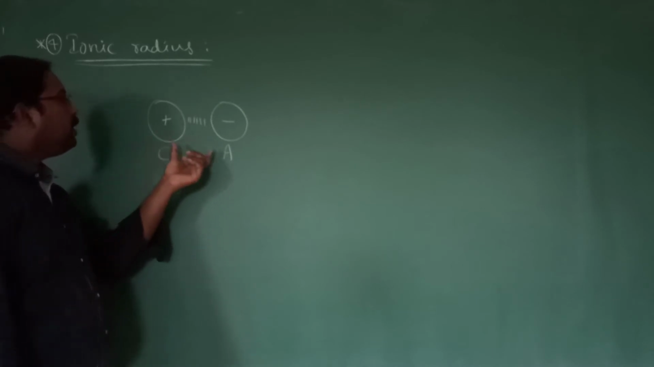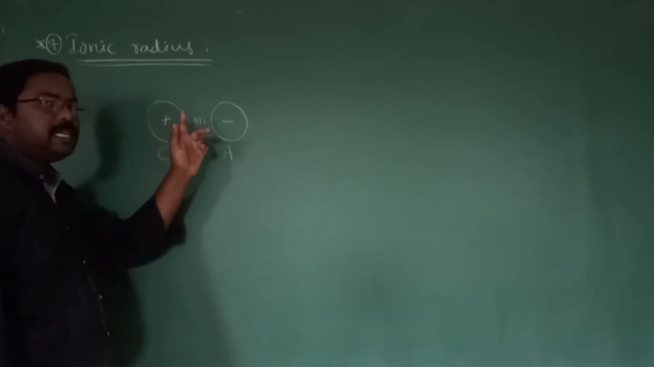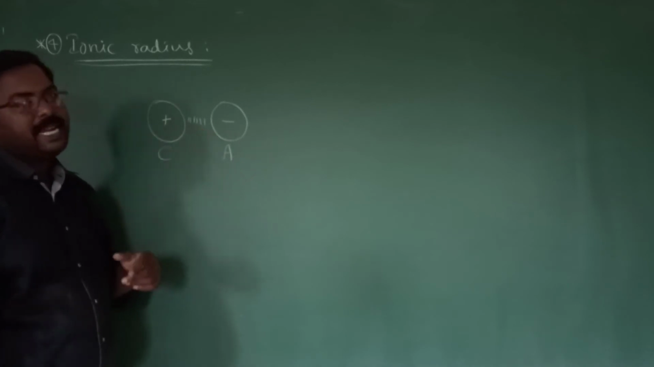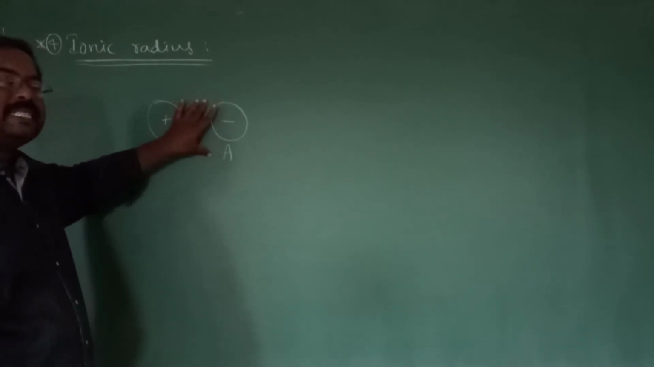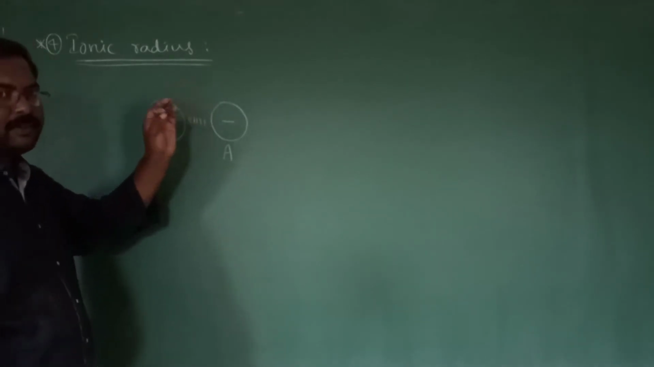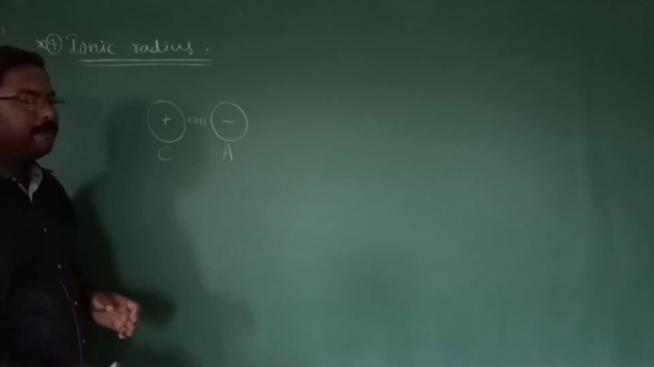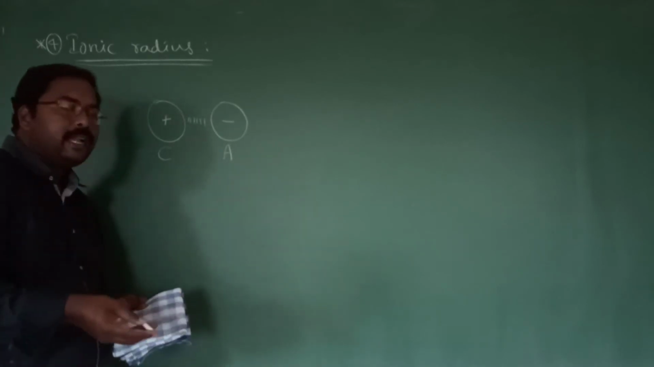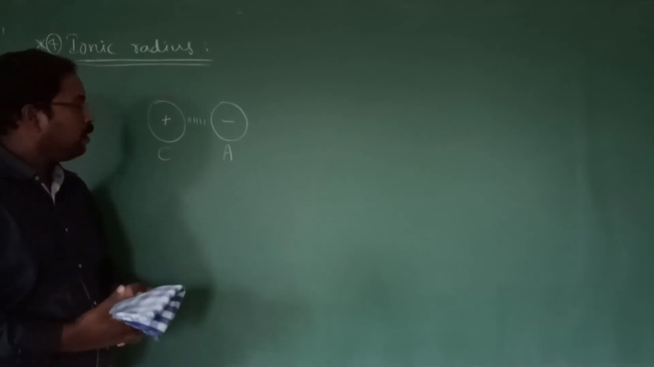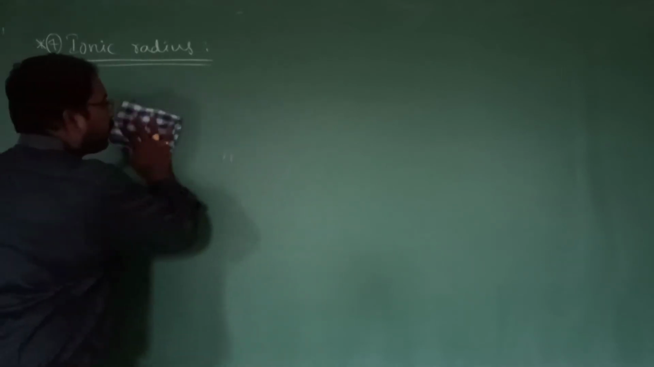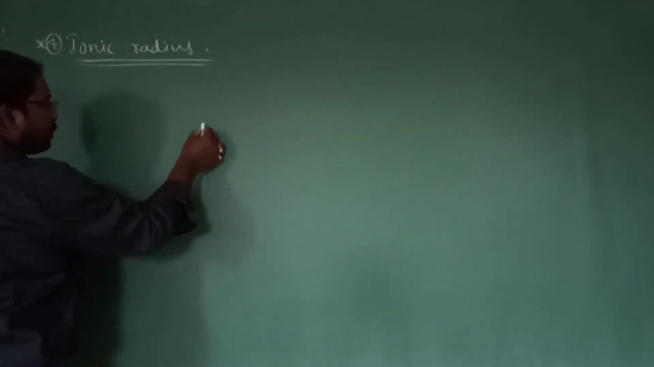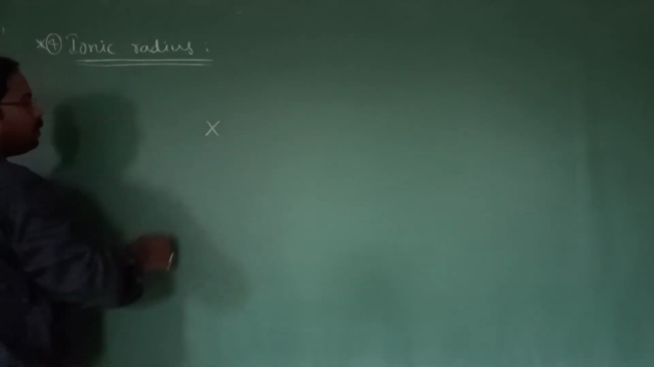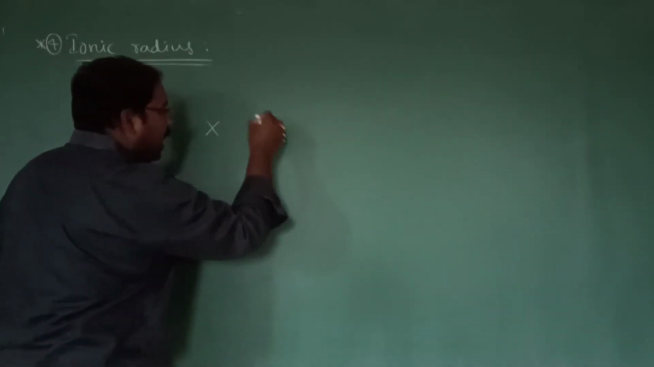Okay? But if you observe, there will be two oppositely charged ions. So both are not identical ions. Okay? So in the case of ions, we will measure like this, but it is not the atomic radius value of a particular atom. Okay? Because when compared to the size of the atom, the size of the ion is different. So first let us discuss the size of the atom versus the size of the ion.